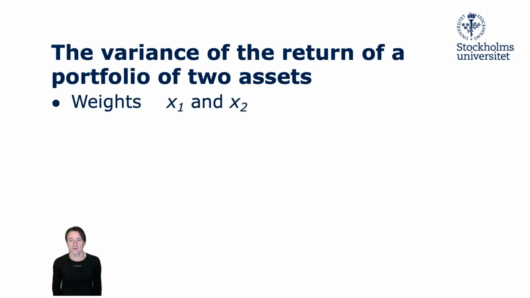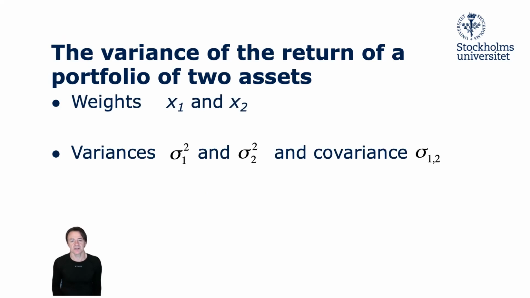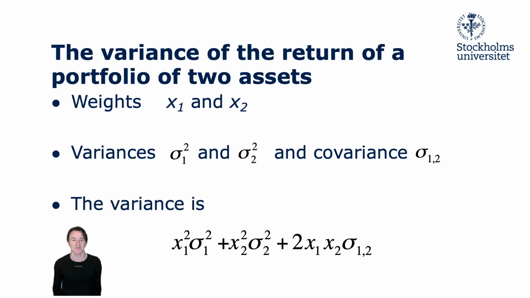We will denote the weights as usual, x1 for the first asset and x2 for the second one. And let us refer to the variance as sigma squared, with sub-index indicating the particular asset associated with it. We will also need in this computation the covariance between the two assets, which is denoted by sigma with two sub-indexes indicating the pair of assets 1 and 2. With these ingredients ready, the recipe for the computation of the variance of the return of a portfolio of two assets is given by the following expression.